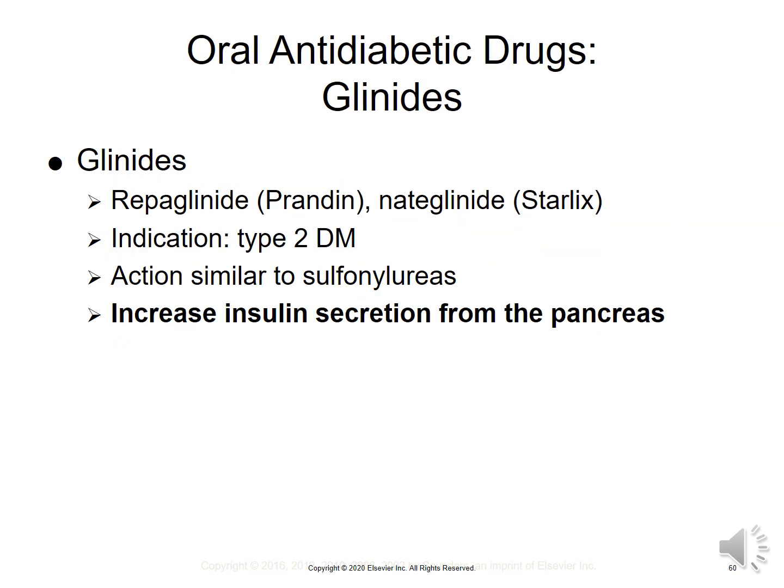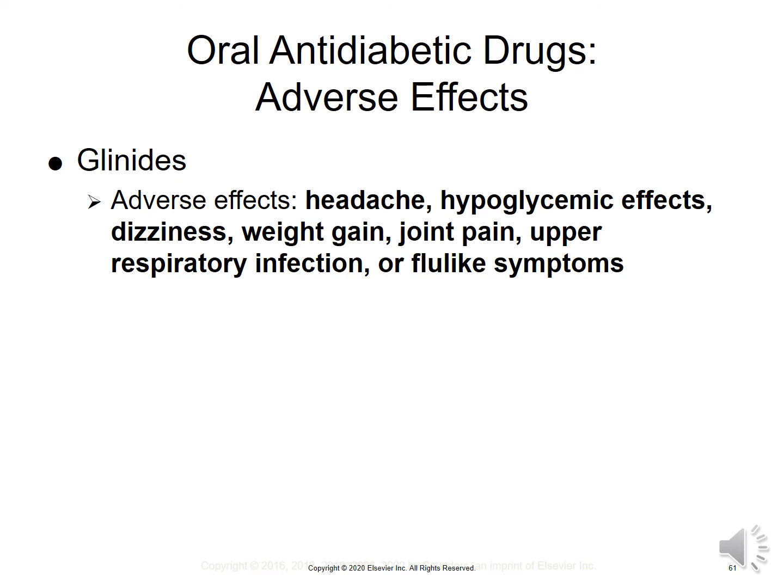Okay, the glinides. These are drugs like repaglinide and nateglinide, and you see they all end in glinide. Okay, they also increase insulin secretion from the pancreas. So you can get headaches, hypoglycemia, dizziness, weight gain, joint pain, upper respiratory infection, or flu-like symptoms with the glinides.